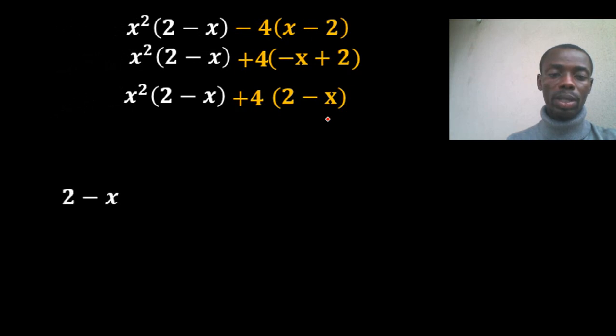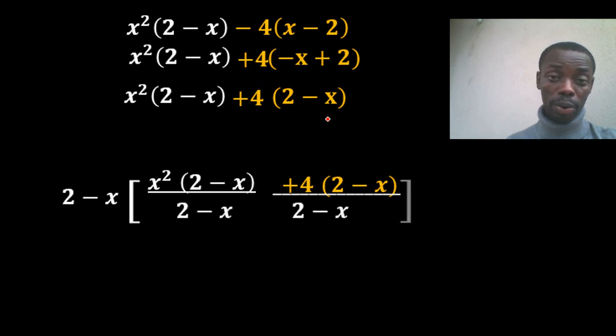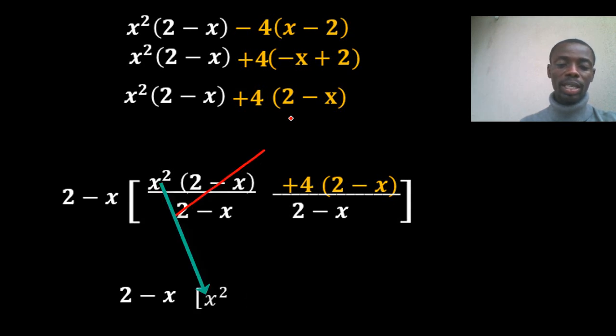Then I'm having s squared into 2 minus x, then plus 4, open bracket, 2 minus x. Then let me do my division. I believe you understand what I'm doing here. The previous work, all I've been doing is just to get a common factor. That's all I've been doing. So, after doing my division, I'll be having s squared, then plus 4. That is my answer.